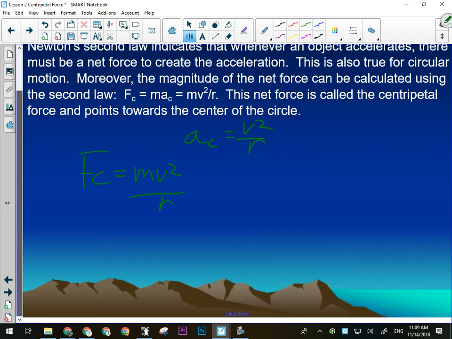Now, if we're looking at this formula, let's see if we can figure out some of the relationships here. If I increase the mass, what will happen to the centripetal force? It'll increase linearly, exponentially, inversely.